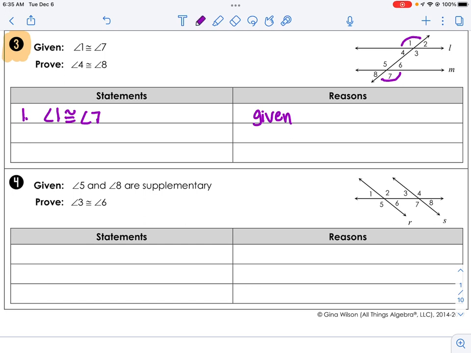So let's think about the fact that angle 1 is congruent to angle 7. Those are alternate exterior angles, which, if they're congruent, is going to mean our lines are parallel. So we can go ahead and say that line L is parallel to line M by the alternate exterior angles theorem. And then once we've said that those are parallel, we get all the angle relationships that are guaranteed, including that angle 4 is congruent to angle 8 because those are corresponding angles. Takes longer to write this down than it does to actually talk through it.